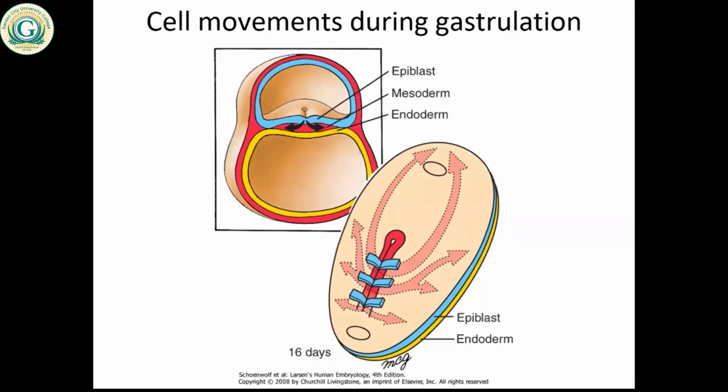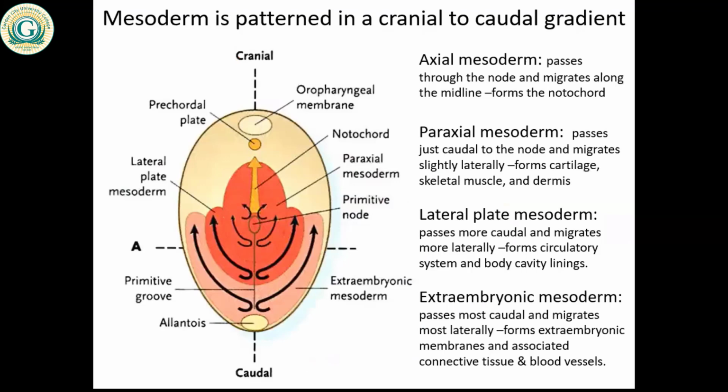Okay, so here, this is important. Now, this is the cranial head. It means that the streak will be formed from here. So this is the caudal end. This is where the streak will be formed. This is the primitive node. So the streak is here. And cells will invaginate to go below or in the middle.